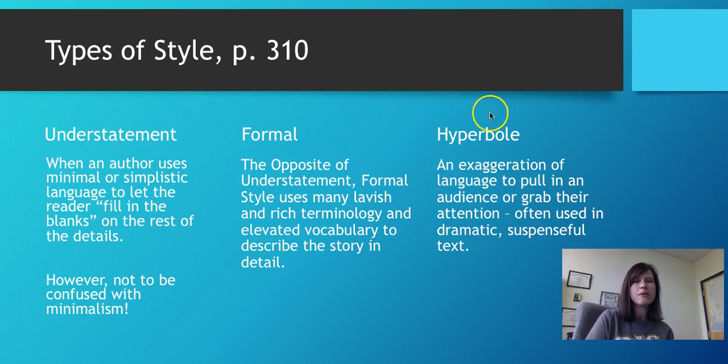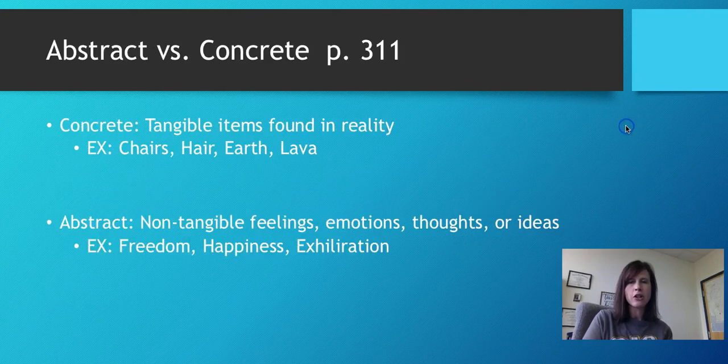So these are 3 main types, and not every story fits into these 3 styles, but they are the most popular and well used. So that's why our textbook includes them here. Our book talks about abstract versus concrete, which will be on your exam for chapter 1, for part 1, fiction and nonfiction. Abstract versus concrete is pretty simple.